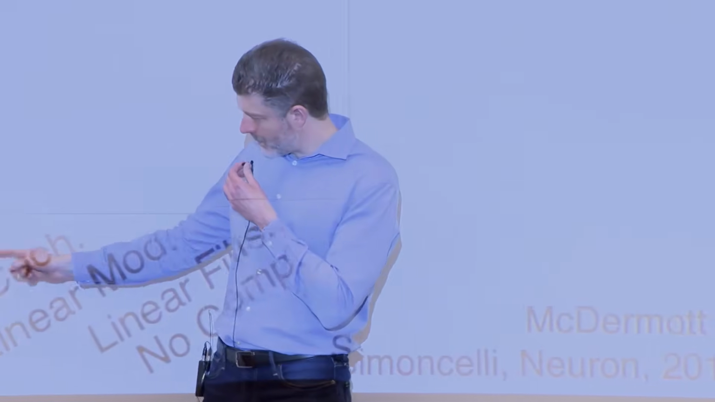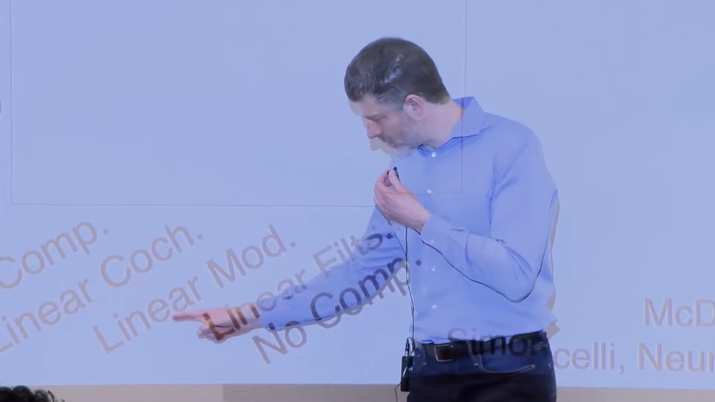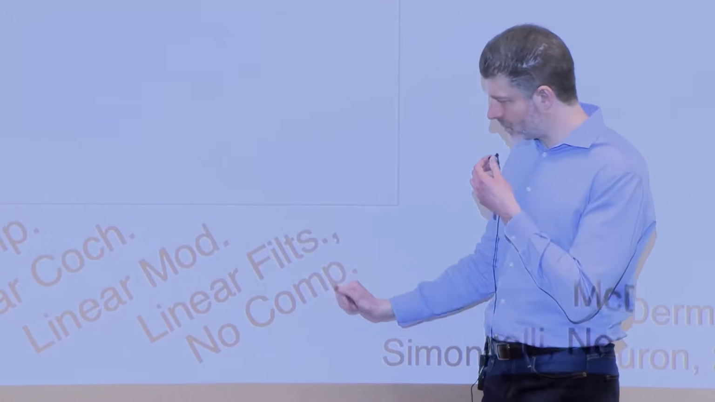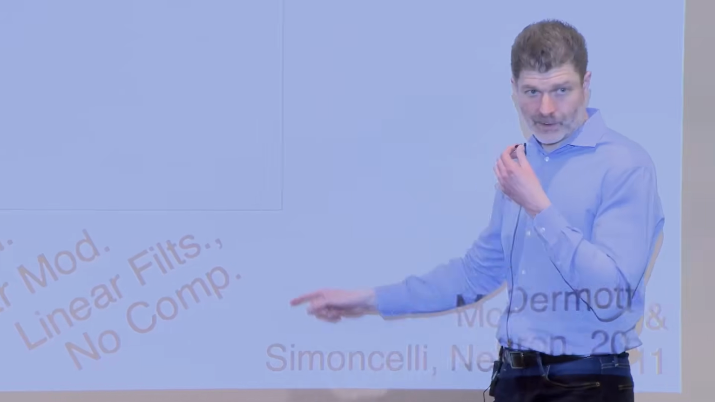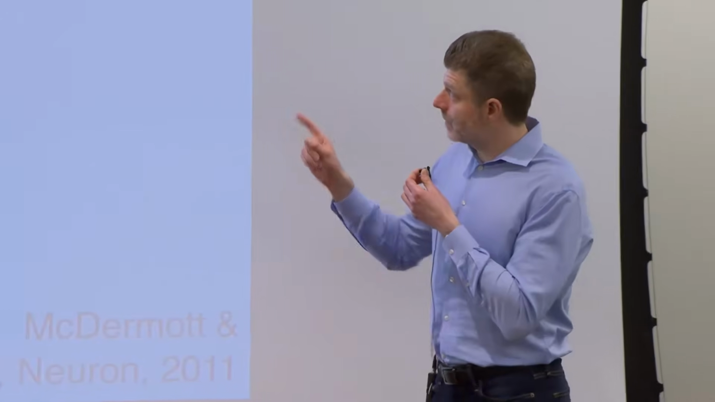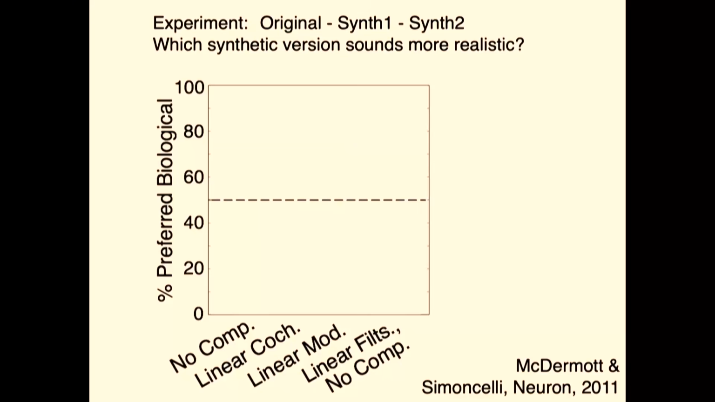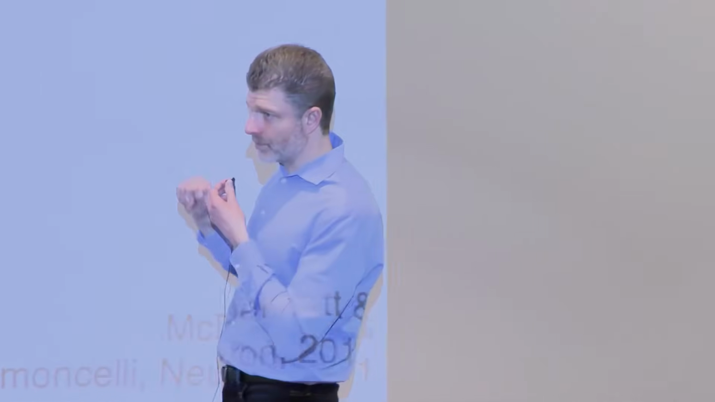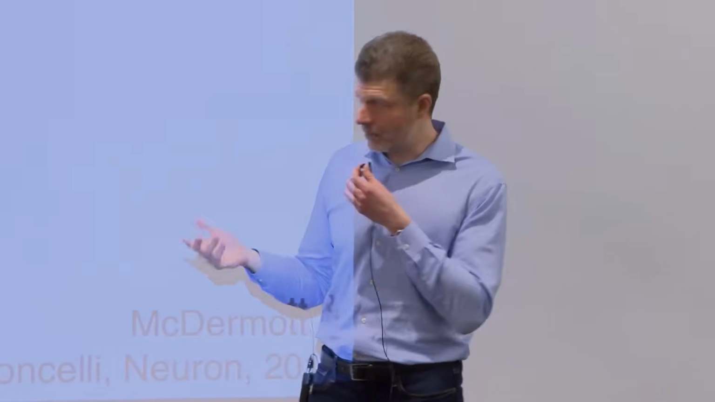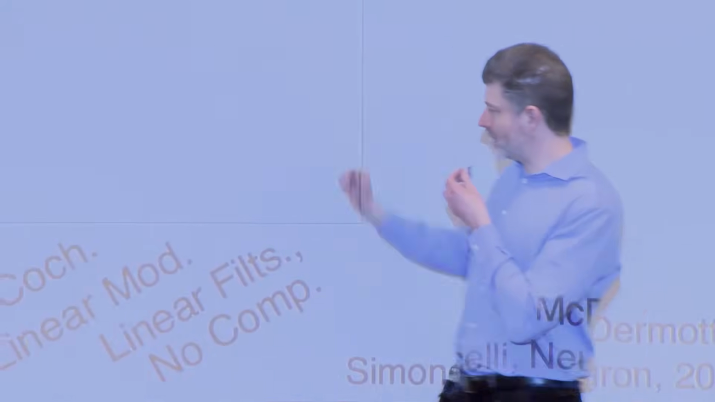There were 4 alternative models: one where we got rid of the compression, one where we made the cochlea linearly spaced, one where we made the modulation filters linearly spaced, and then one where we did all 3. The prediction here is that if it doesn't really matter what model you use and what statistics you're measuring, if you just need to measure a big set of statistics, then people shouldn't have, on average, a preference for the textures from one model over another. So they should be right at 50%, that dashed line.